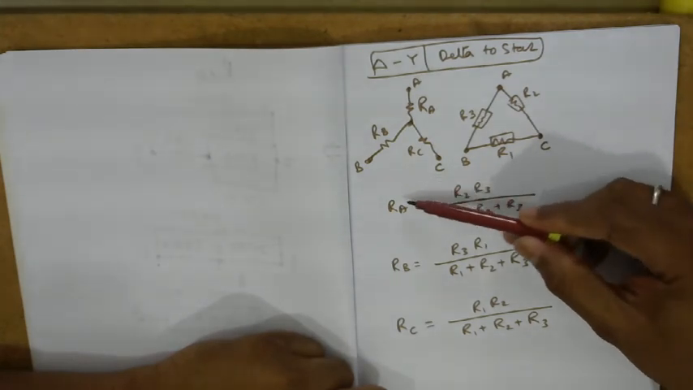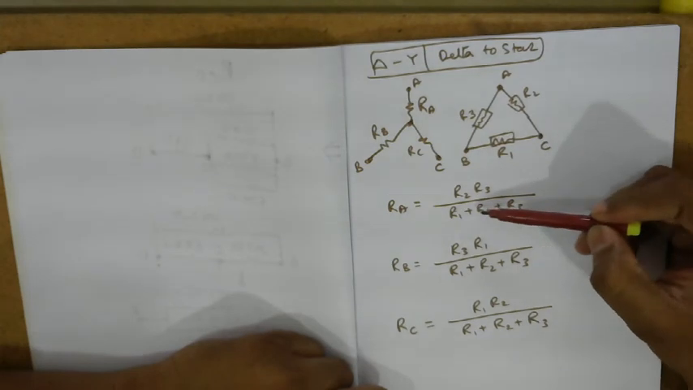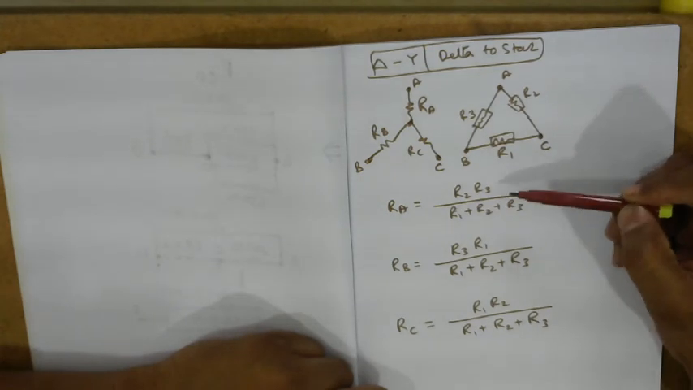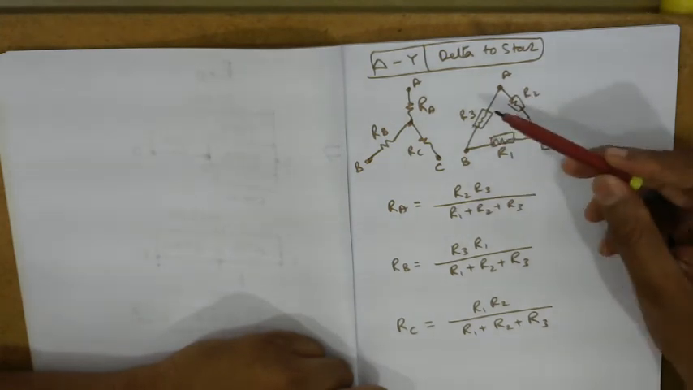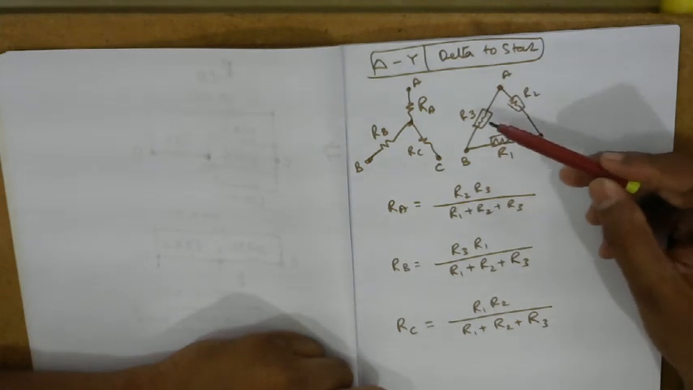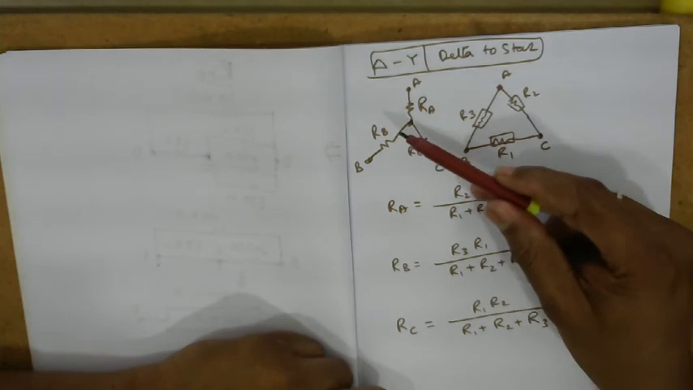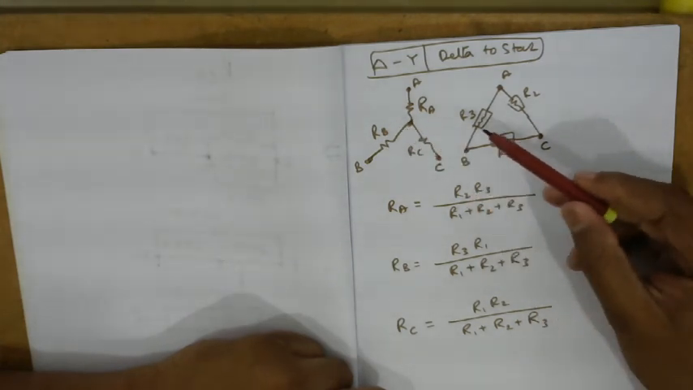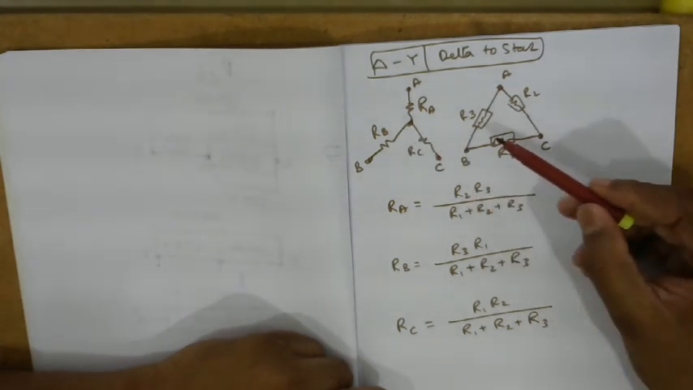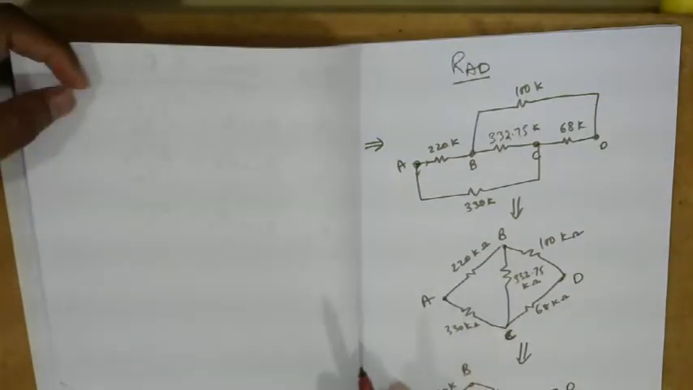So in the formula of RA, these two resistances are coming in the numerator and the sum of all three is coming in the denominator. So this formula we'll use: R3 multiplied by R2 divided by R1 plus R2 plus R3, basically. Similarly, if you want this resistance, then you have to see 1 and 3, multiply them, and then divide by the sum of all. Okay, so like that. So let me show it here.